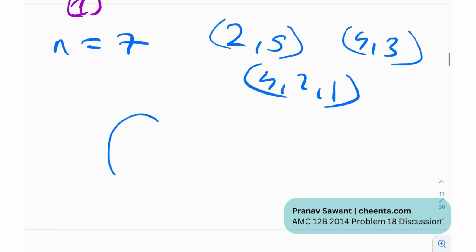So again, I need to take this circle. And I cannot have 2 and 5 together. I cannot have 4 and 3 together. And I cannot have these 3 numbers together. Right? So let's just take anything. Let's just take maybe 3 over here.